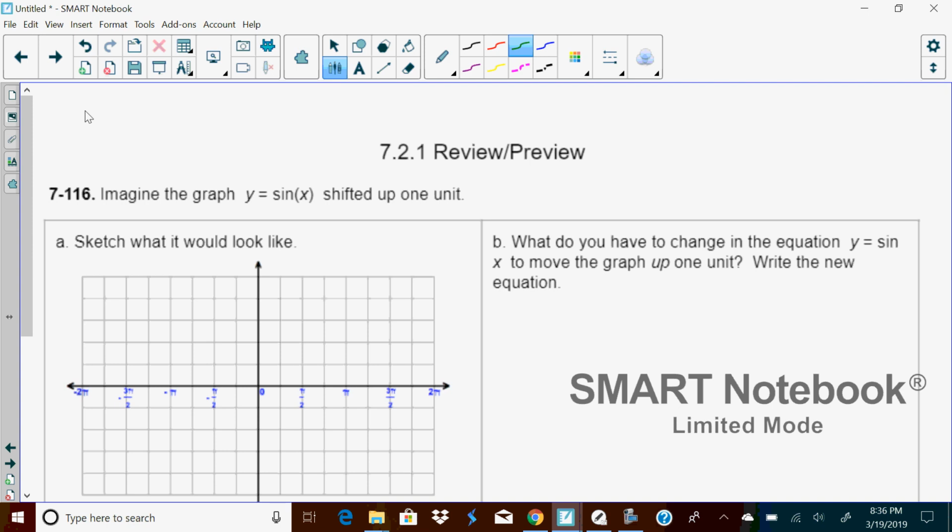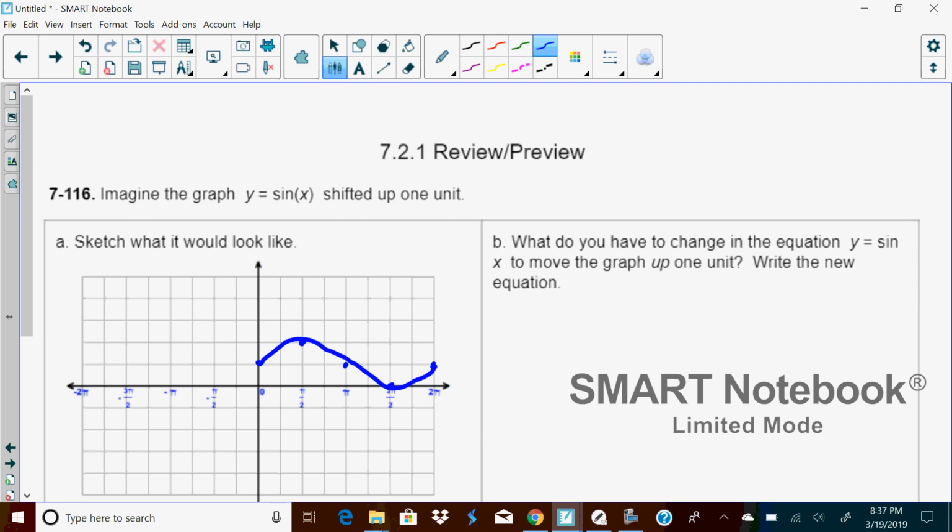So normally the sine curve starts at 0, 0, but it's going to shift up 1. The midpoint would go up 1, and then it would come back down, and then it would go down again, and then it would go back up. So this is what the curve would look like if I shifted the whole curve up 1.